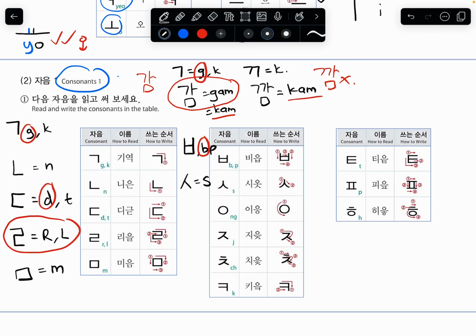But if you are typing, usually they will show like this. So they have two shapes. You can use this one or this one. For writing, usually we use this. This one is for writing. And then we have a circle shape. The circle shape shows here NG, but actually it has no sound. I will explain why it has no sound.